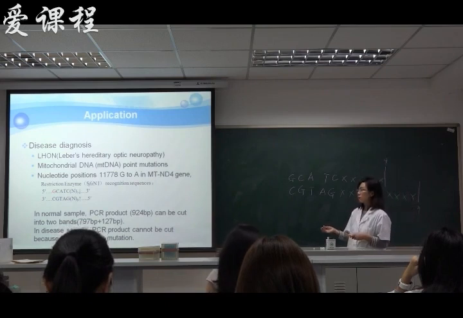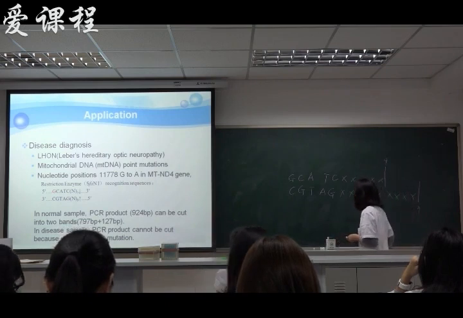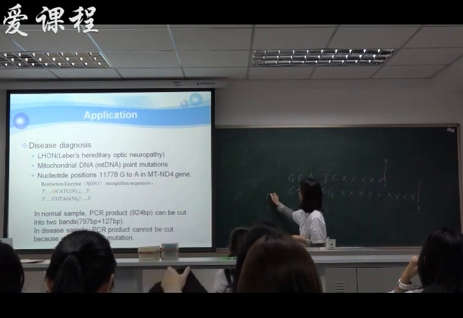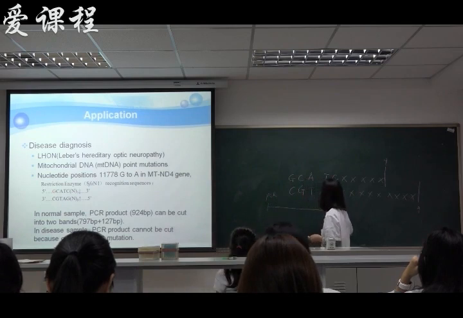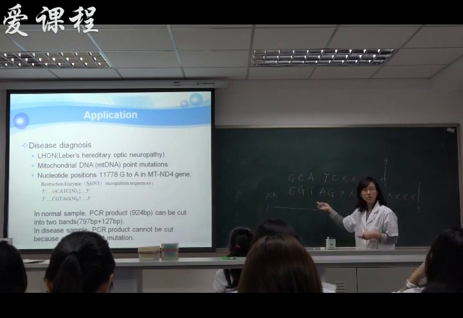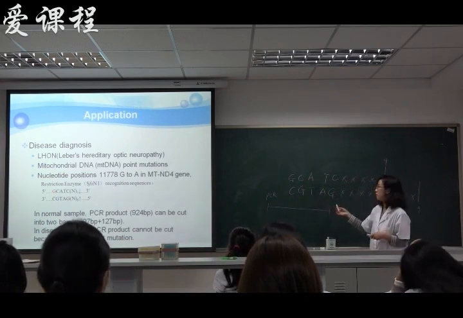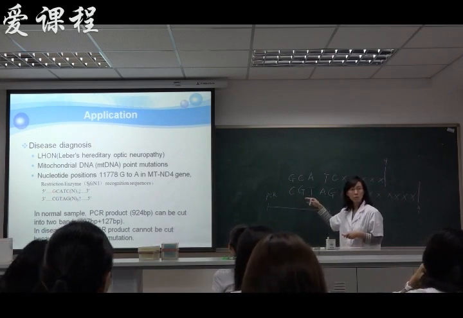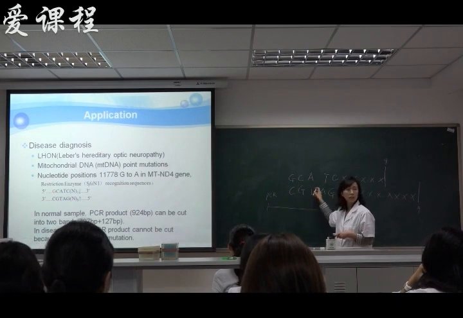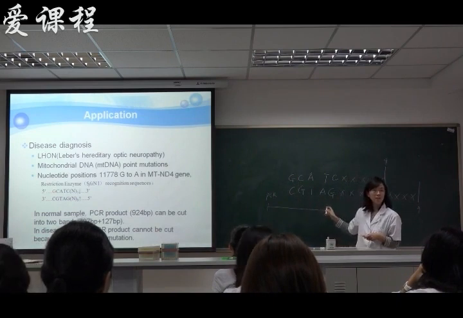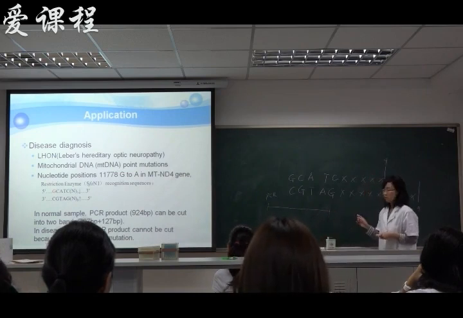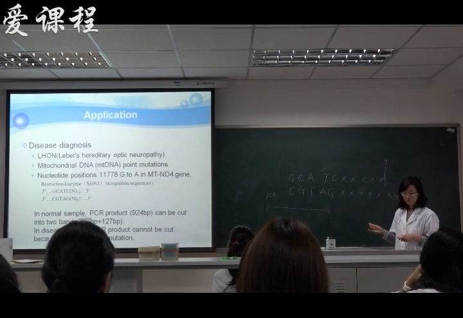So if we have a PCR product, this is our PCR product, which can include this restriction site in our normal human beings. Then if we add the enzyme into the products, it can cut here, understand here? In normal human being.